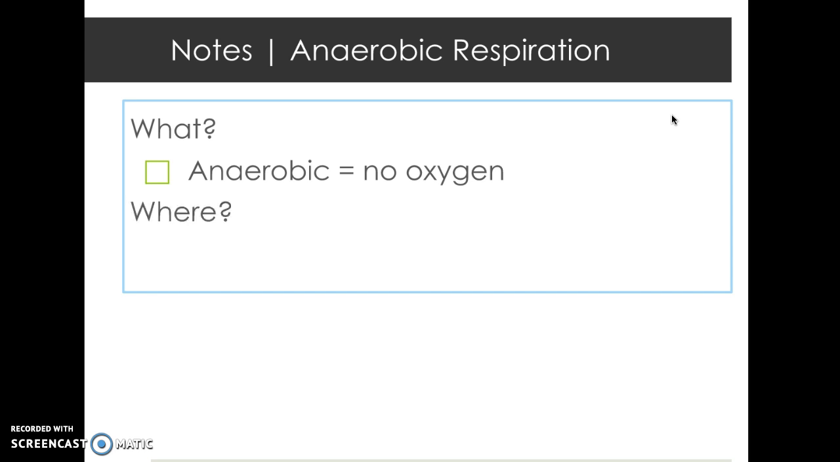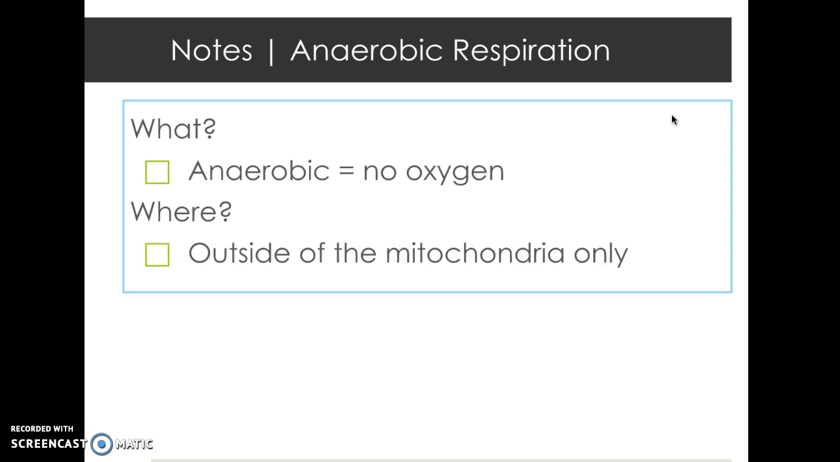Now, anaerobic does happen in a slightly different location. It does not happen in the mitochondria. Instead, it happens outside the mitochondria in what is called the cytoplasm. And we will talk more about the cytoplasm when we get into parts of cells, but just for now know that a slight difference with anaerobic respiration is that it occurs outside of the mitochondria.